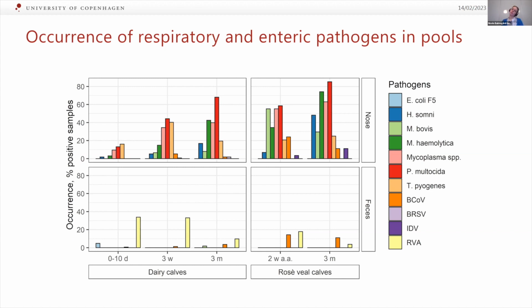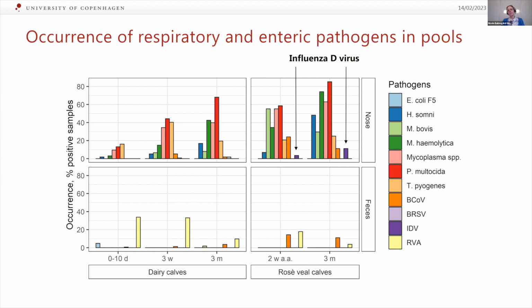And looking at the result for the nasal swab pools, we found that bacteria were more frequent than the viruses, both in the dairy and in the slaughter calves. And for most of the bacteria and viruses, the highest prevalence was found in the oldest age group. And looking at the result for the feces pools, we here saw that the viruses were found to be more frequent than the bacteria, with rotavirus A being the most prevalent one, followed by the bovine coronavirus.